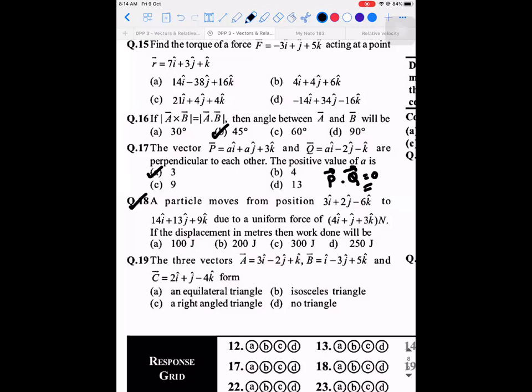18th one. A particle moves from the position 3i cap plus 2j cap minus 6k cap to 14i cap plus 13j cap plus 9k cap due to a uniform force of 4i cap plus j cap plus 3k cap Newton. If the displacement is in meter, then the work done will be equal to how much?